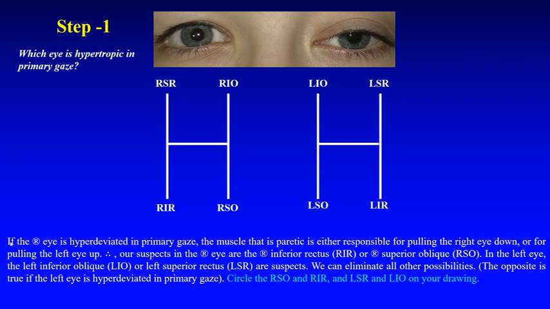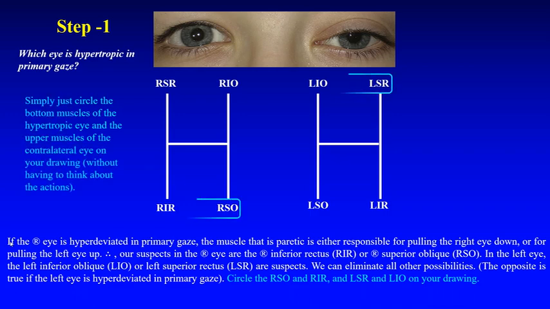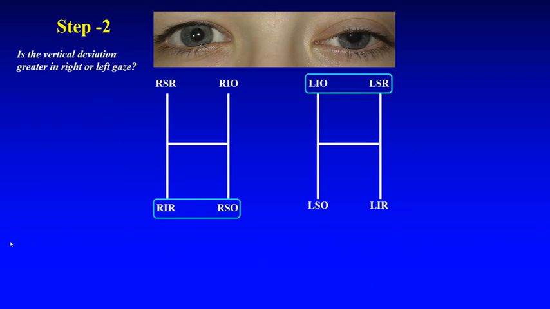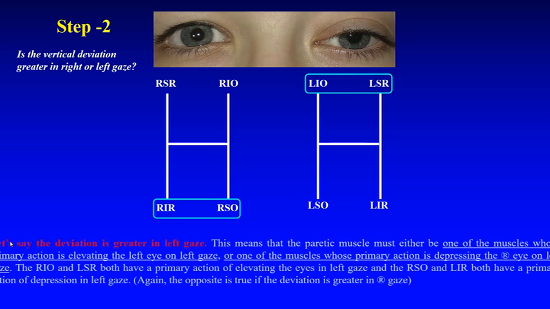In the left eye, the left inferior oblique, LIO, or left superior rectus are suspects. We can eliminate all other possibilities. So we circle the RSO and RIR and LSR and LIO in our drawing without having to think anything about their actions. Step 2 is: is the vertical deviation greater in the right or left gaze?